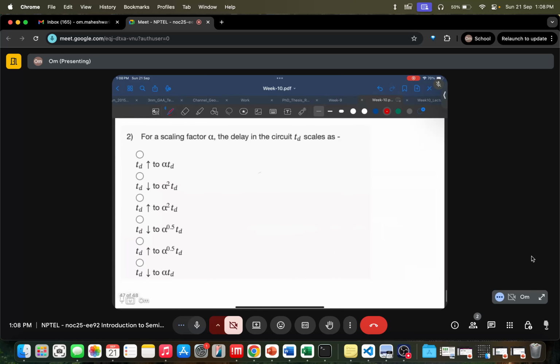Next question. For the scaling factor alpha, the delay in the circuit TD scales as? So we have already seen this: TD reduces to alpha TD. So this should be the last option, option F.